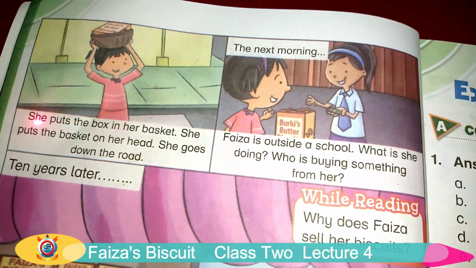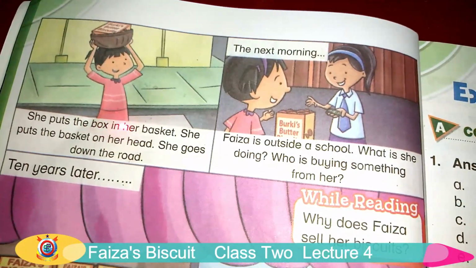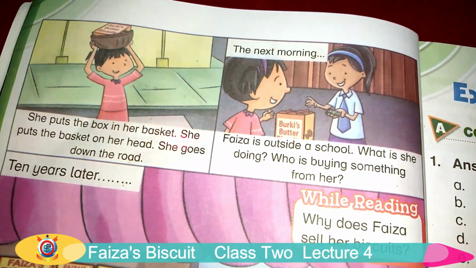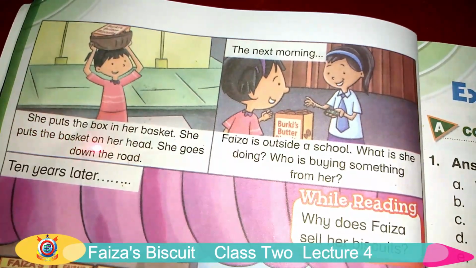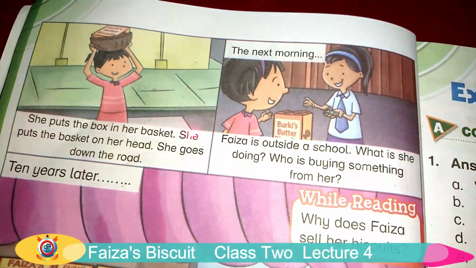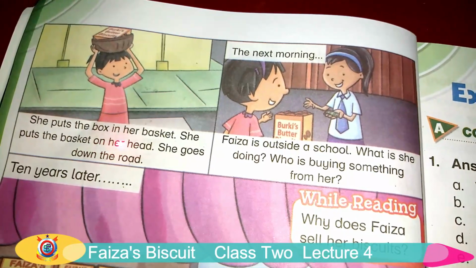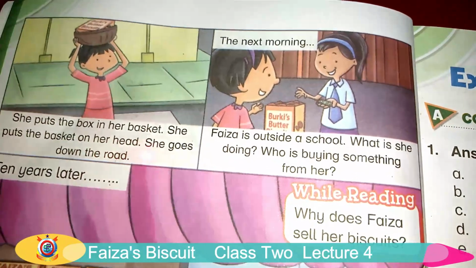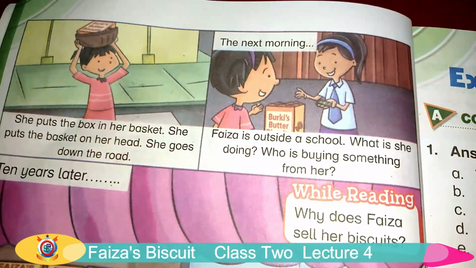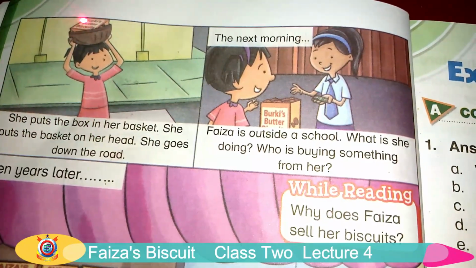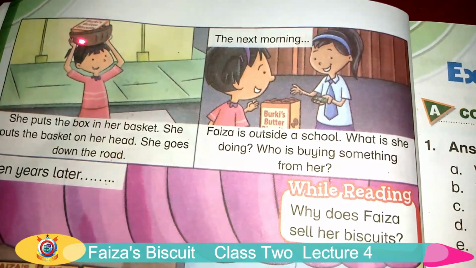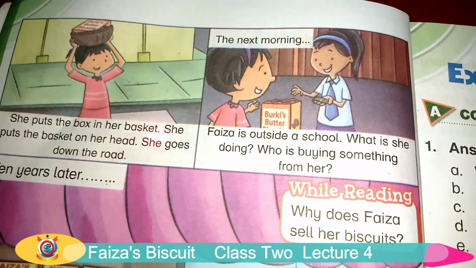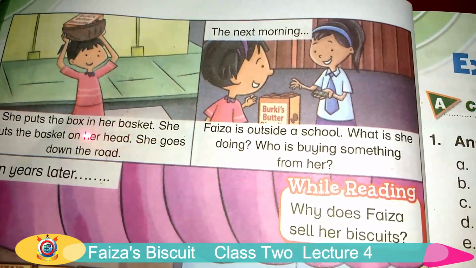Now let's start reading. She puts the box in her basket. She puts the basket on her head. She goes down the road. She goes away. Now she puts the box in her basket and she puts the basket on her head, and then she goes away down the road.